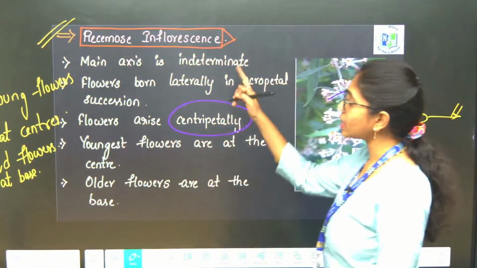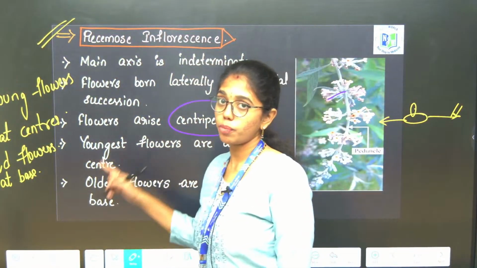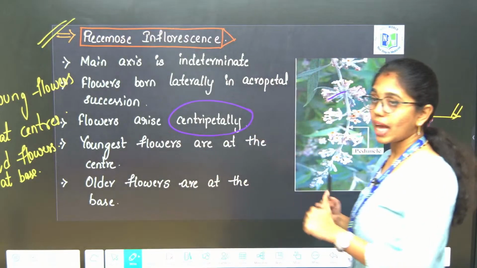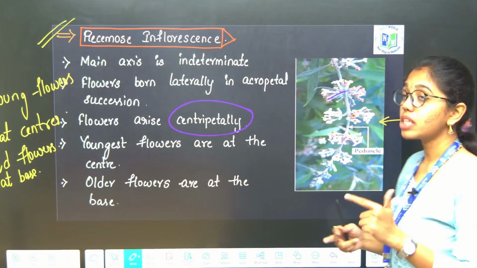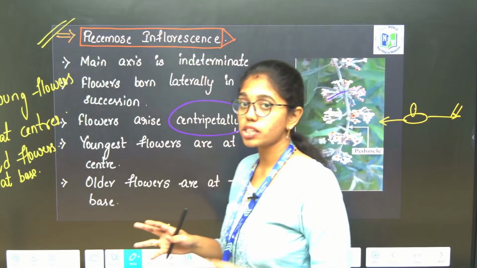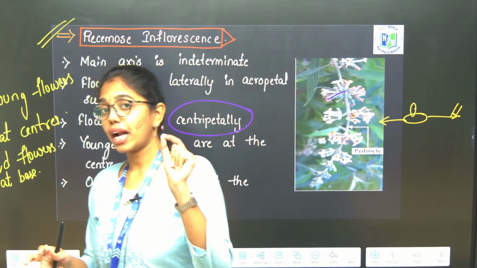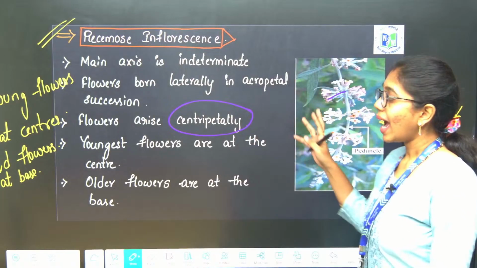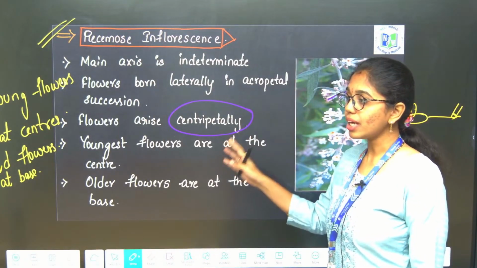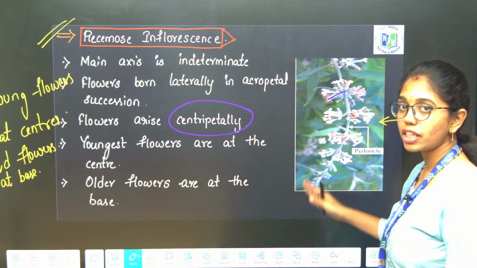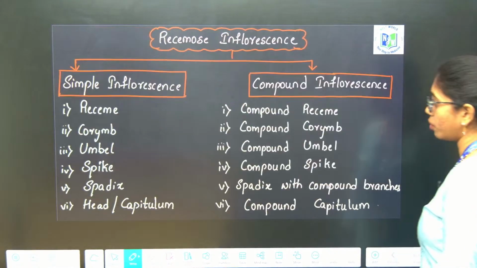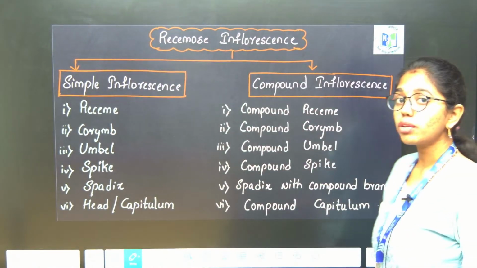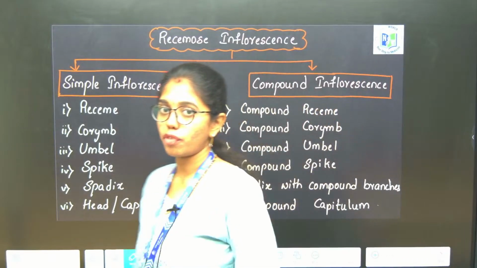Clear, right? These are the main characteristics of racemose inflorescence, wherein the main axis is indeterminate, flowers are borne in acropetal succession, where the youngest flowers are at the center and old flowers are at the base, and flowers arise in centripetal order. These are the general characteristics of racemose inflorescence. Now let us look into the classification of racemose inflorescence.